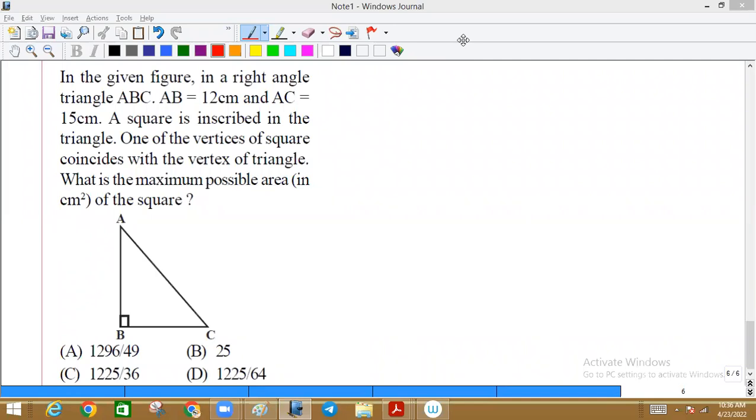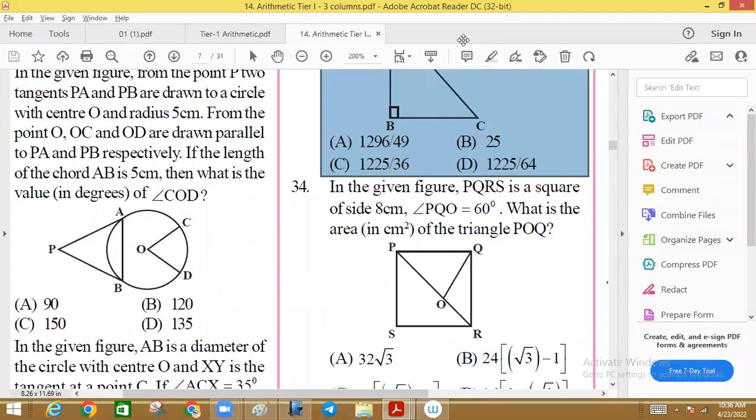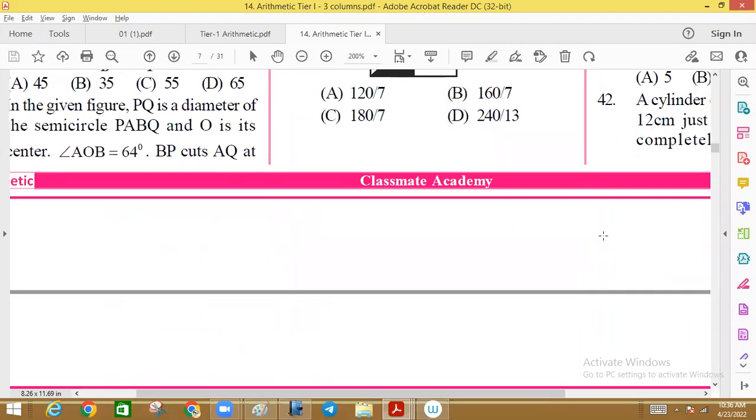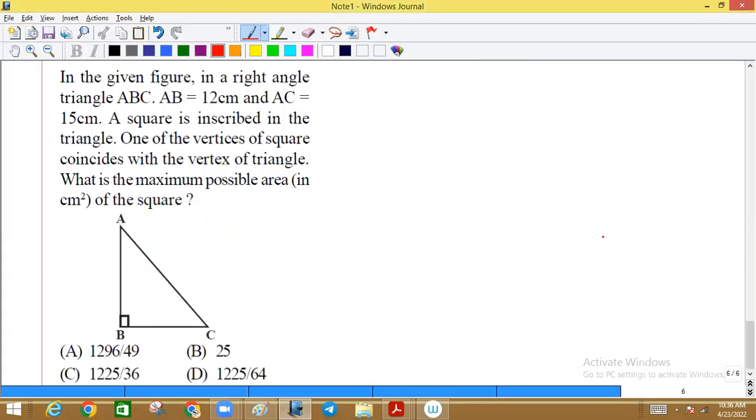Give me the answer for that. That's the 33rd question in Concepts of Arithmetic, page number 270.